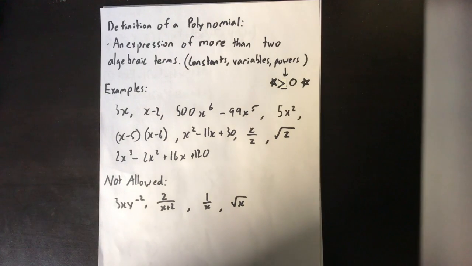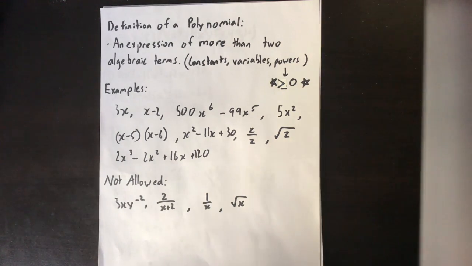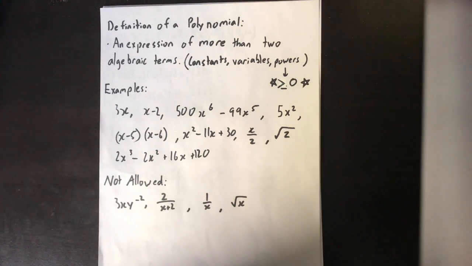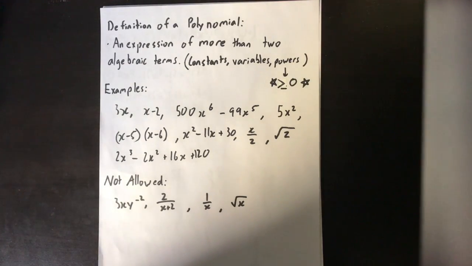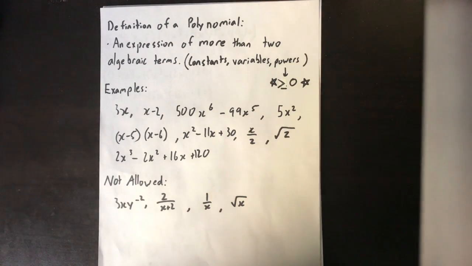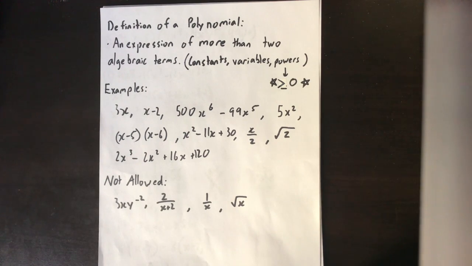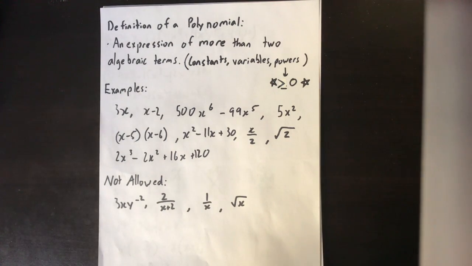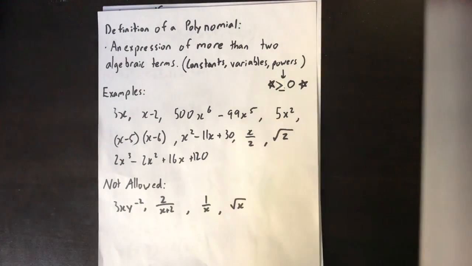Hi, so today we'll be talking about polynomials. The formal definition of a polynomial is an expression of more than two algebraic terms, which consists of constants, variables, and powers. You have to make sure that the powers are greater than or equal to 0. Polynomial terms can be added, subtracted, divided, and multiplied, but they cannot have negative exponents and be divided by a variable. That results in a rational function, as in the examples below.